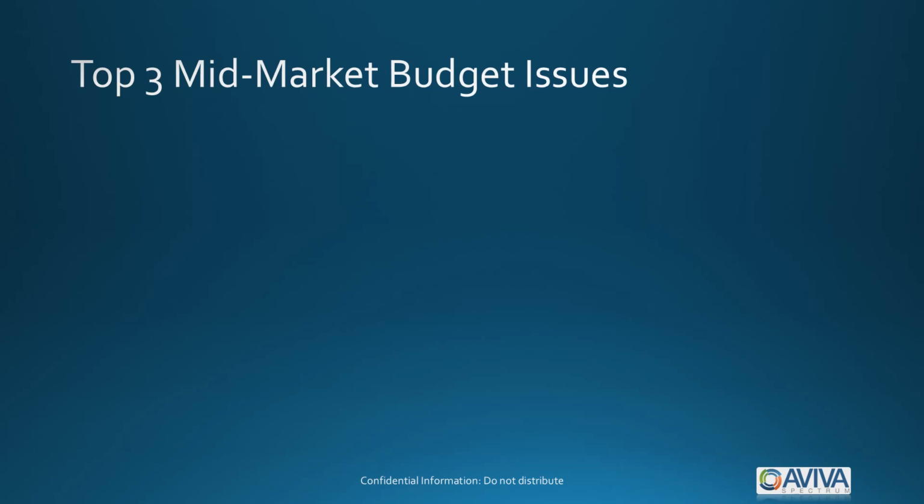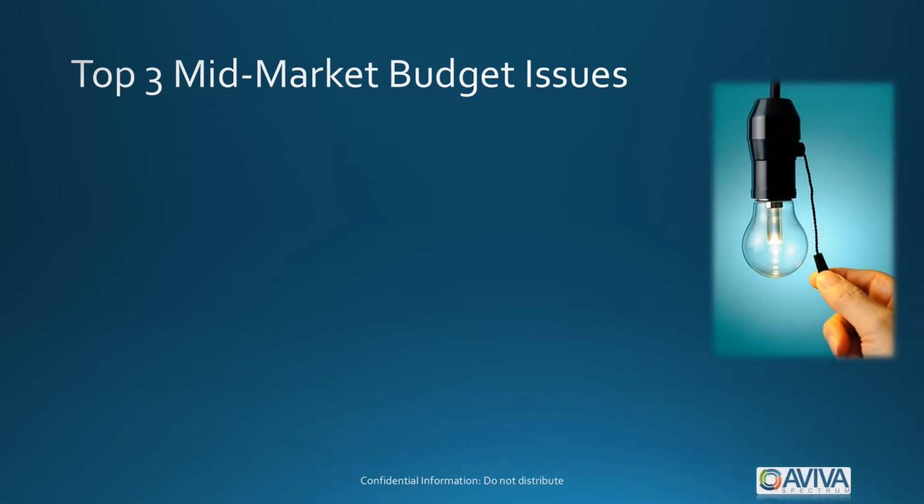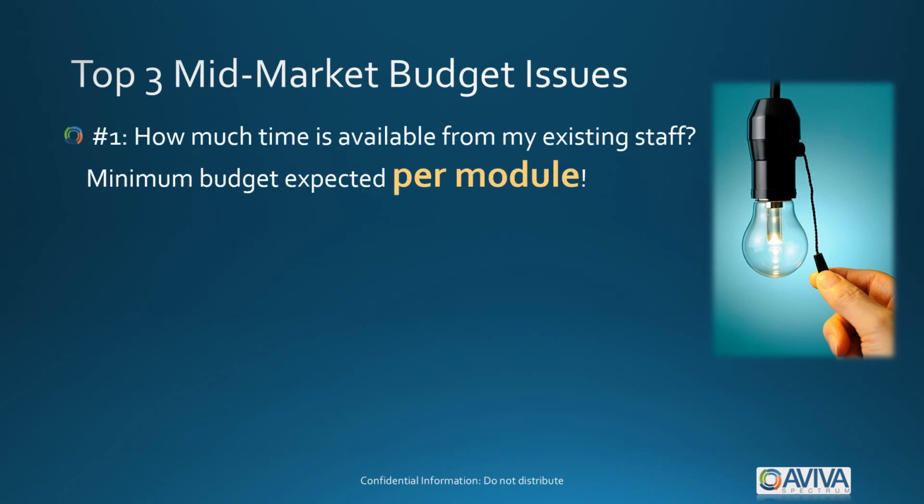I want to give you the 3 mid-market budget issues when you are just trying to turn on the lights. I am not talking about BlackLine super optimization. I'm talking about just turning on the lights to get this thing up and running. Number 1 consideration when you come up with time budgets is, how much time do my staff actually have? I'm giving you the minimum budget per module. So if you decide to go with account recs and tasks, this is on a per module basis.